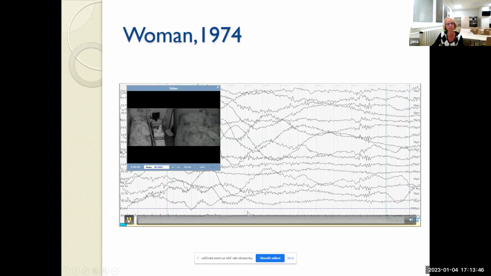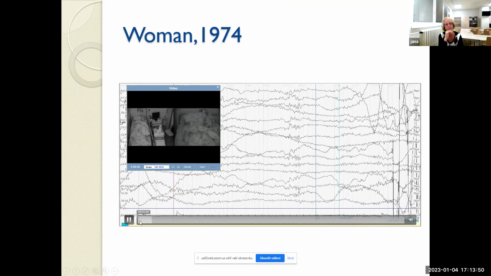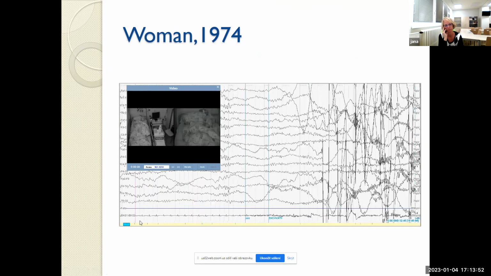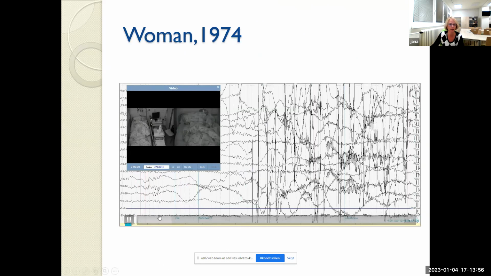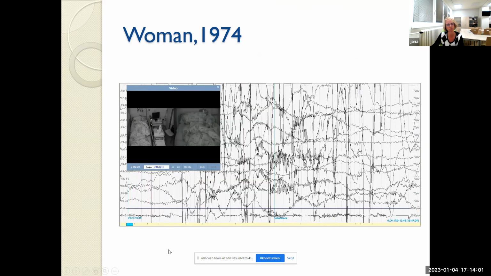What about this one? You can see also when she sleeps, the tachycardia. We call it pre-ictal tachycardia.